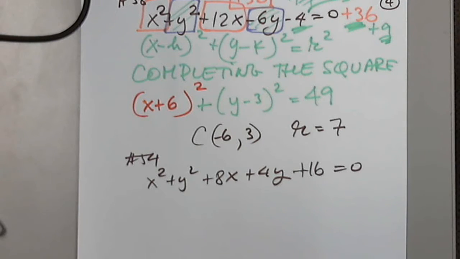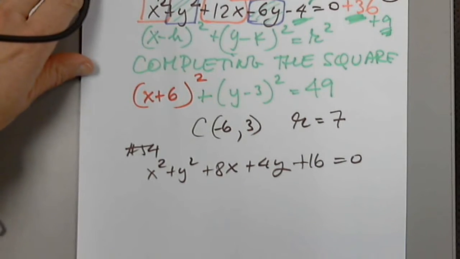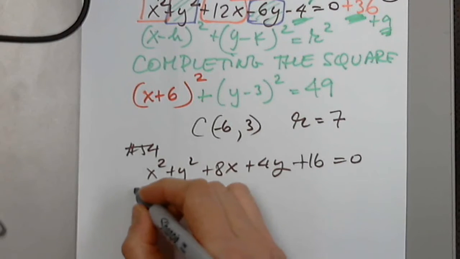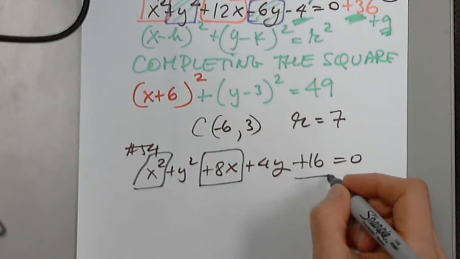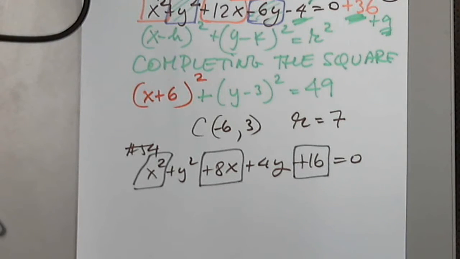Can anyone tell us what to add to complete the square in X? He said it. 16. Awesome. If you look carefully here, please. It's there. There's no need to add it to both sides. So then you just factor it. This will be X plus 4 squared.